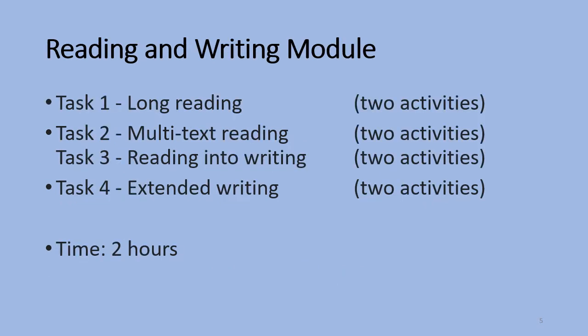This is a bit more about the reading and writing module in detail. So there are altogether 4 tasks in this reading and writing module. Task 1 is a long reading task, which has got 2 activities. Task 2 is multi-text reading. So what's the difference between long reading and multi-text reading? Long reading is one piece of reading, one bit of reading, which would be long, obviously. And based on that long reading, you have to answer questions.